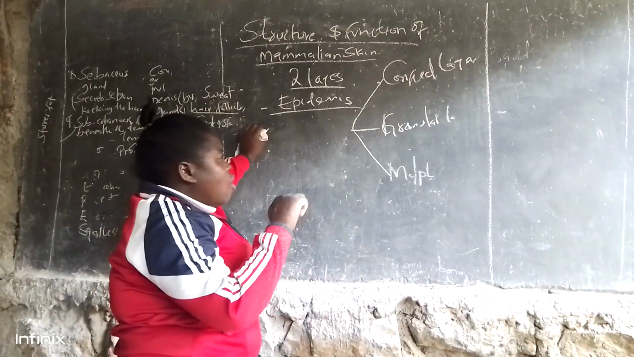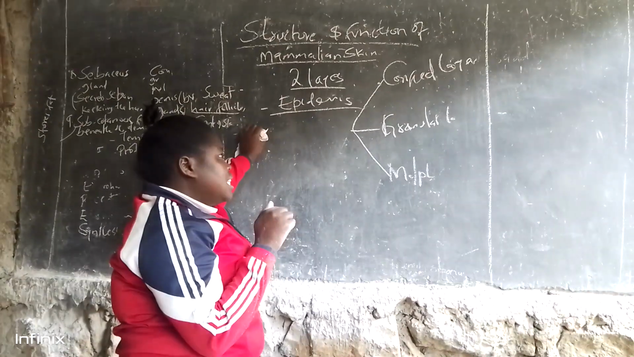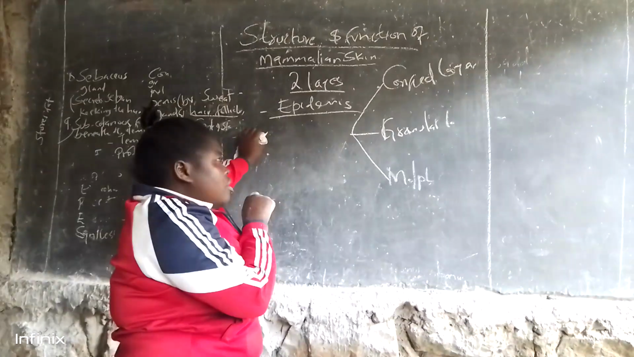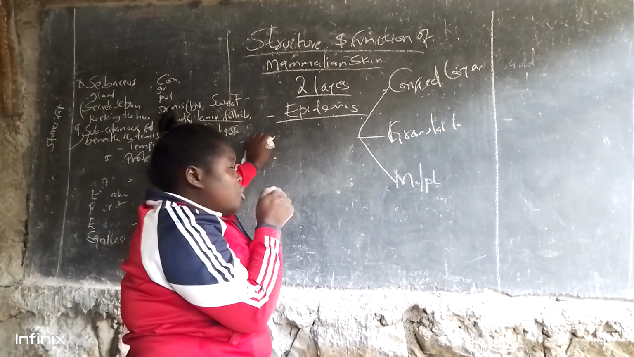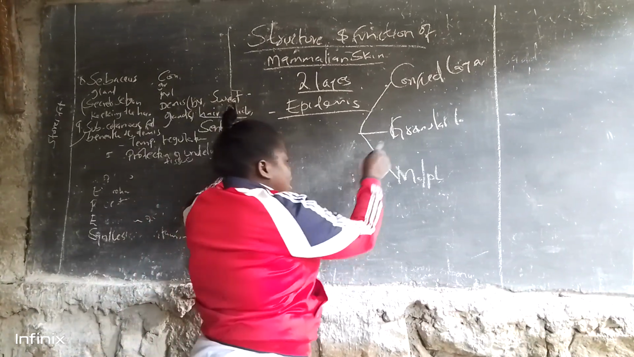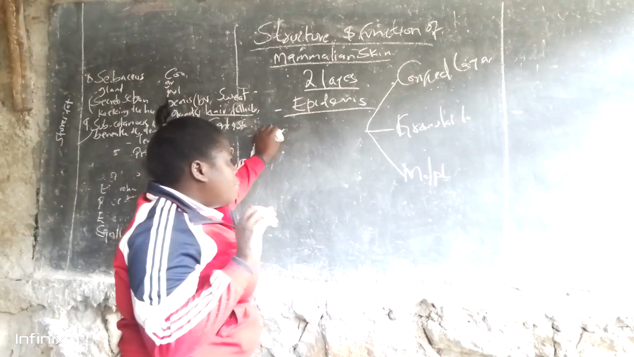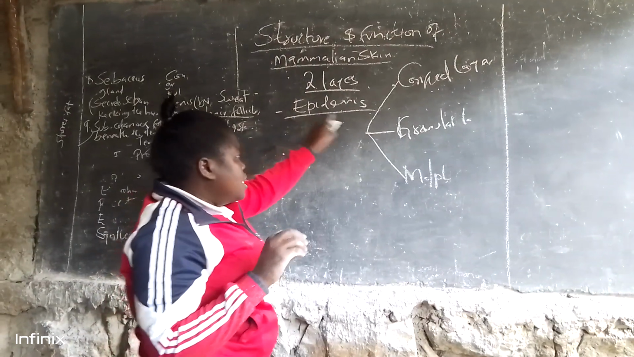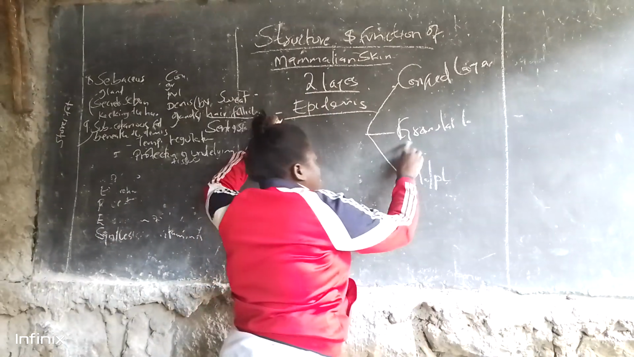So the cornified layer is the outermost, and it is composed of dead cells. The dead cells are found in the cornified layer. These cells help in protection of the underlying tissues, even the granular layer and malpighian layer. Then the third part we have is the granular layer.